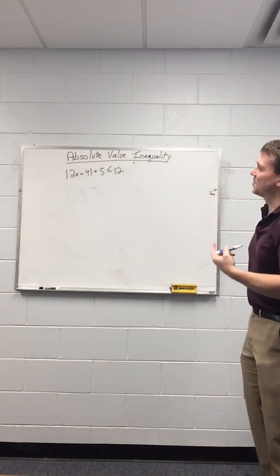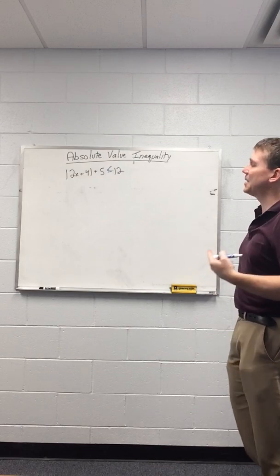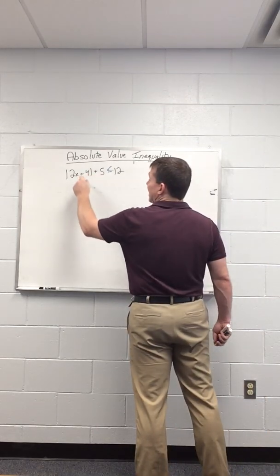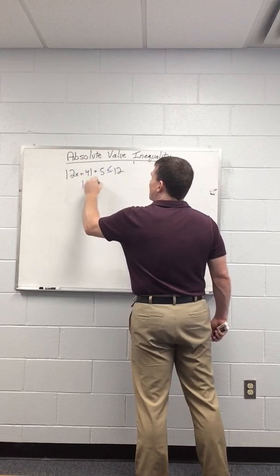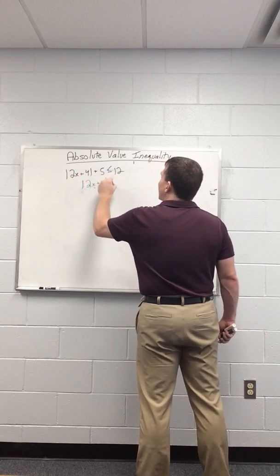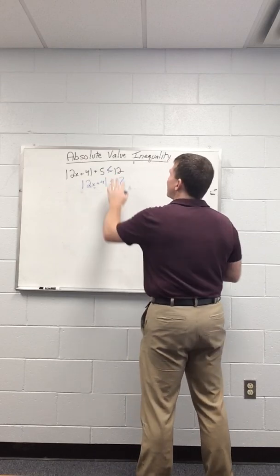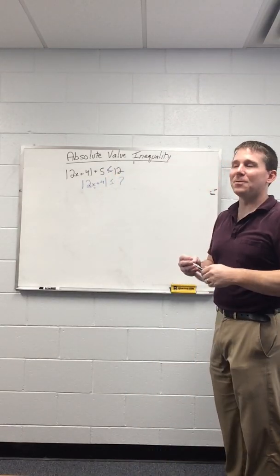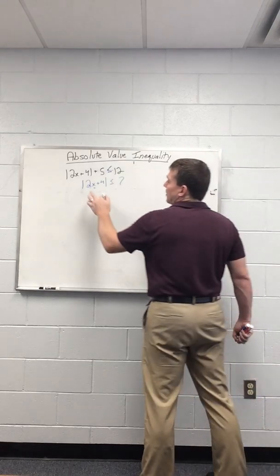Absolute value of 2x plus 4 plus 5 is less than or equal to 12. We start by doing the same thing, isolating the absolute value. So the absolute value of 2x plus 4 is less than or equal to 7. Once we have the absolute value isolated, now we use the definition.